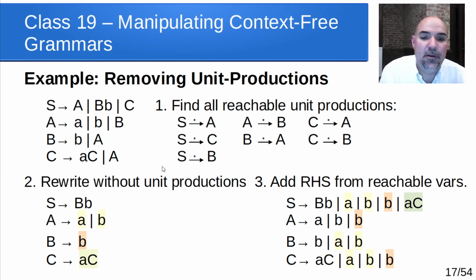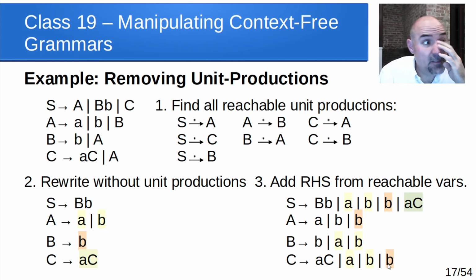And then the one for B, B can get to A. So for B, we need to plug in the ones for A over there. So there are those two there plugged in from here. And then C can get to A and B, so we need both the ones from A and B added onto C. So there are the ones from A. There's one from B.